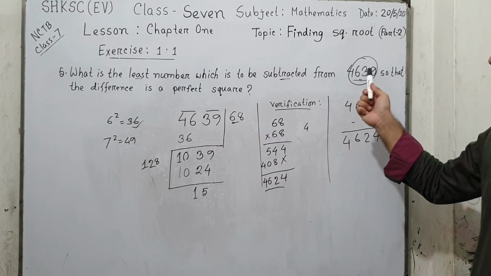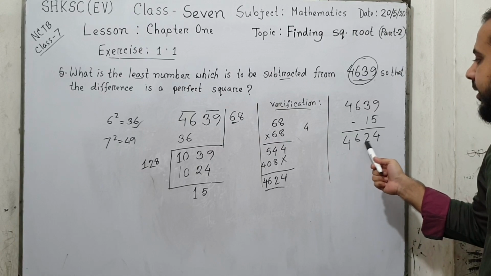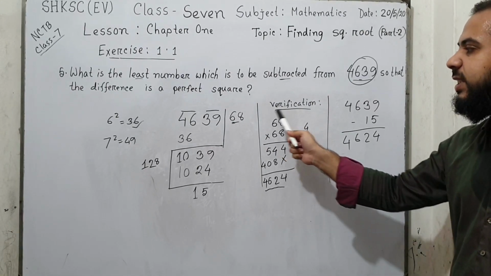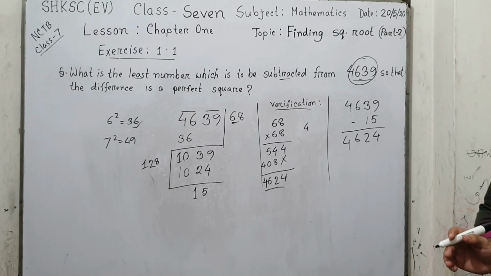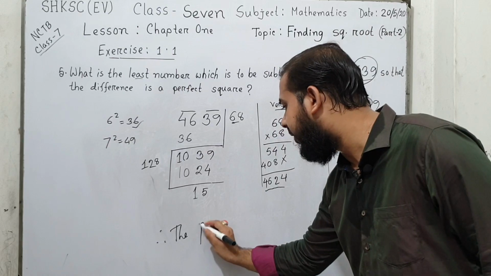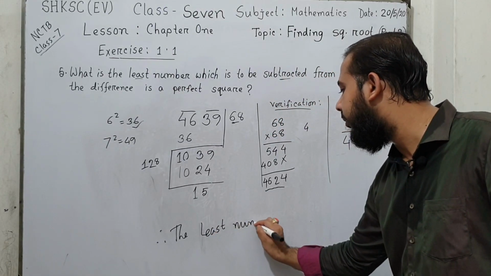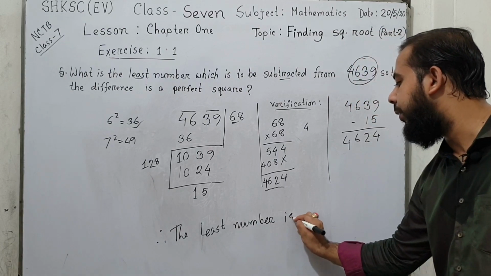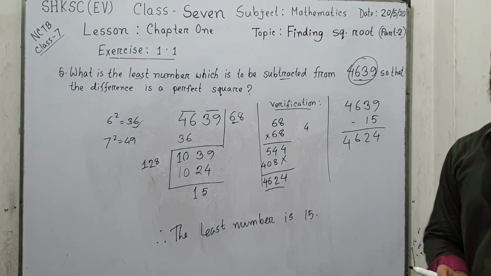So if we subtract 15 from 4639, we will get 4624, which is the square of 68, which is a perfect square. So this is the answer you are looking for. So how can we write the answer here? The least number is, the required least number is 15, which completes our answer.